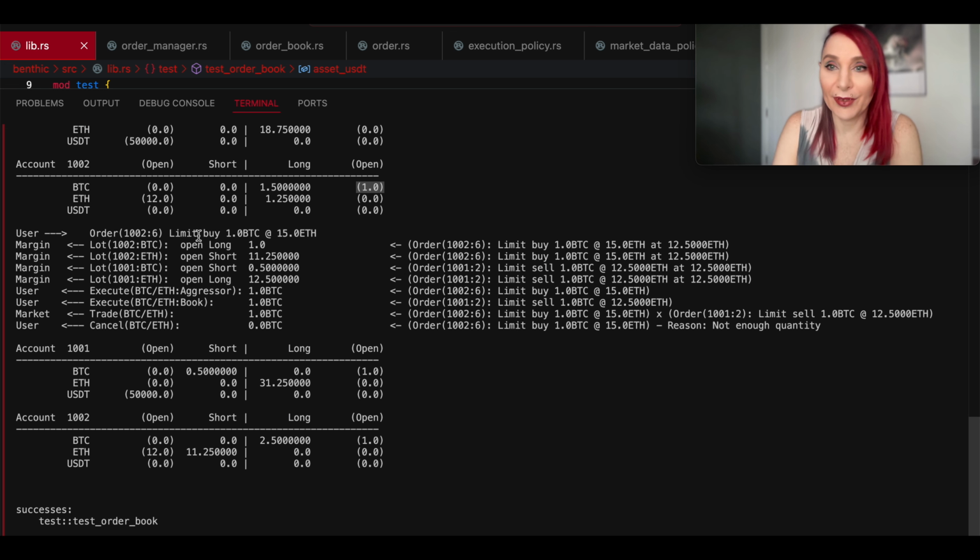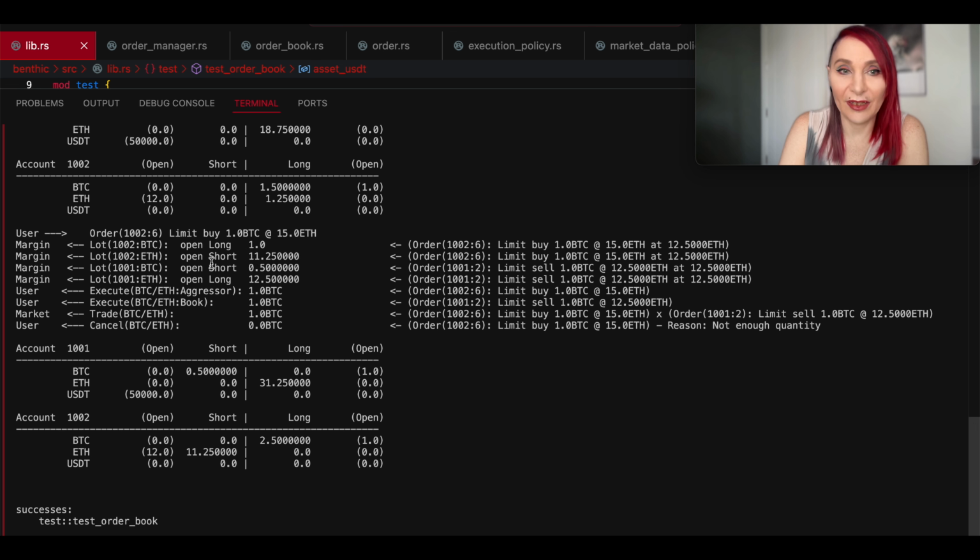Let's see what happens when another order arrives. So user 2 is now sending order 6, which is to buy one Bitcoin at 15 Ethereum. We cross the book again, and what happens now, we open long for user 2, 1 Bitcoin, okay? So now user 2 has 2.5 Bitcoin. So that's another lot, right? User 2 is delivering 11.25, right? 11.25.